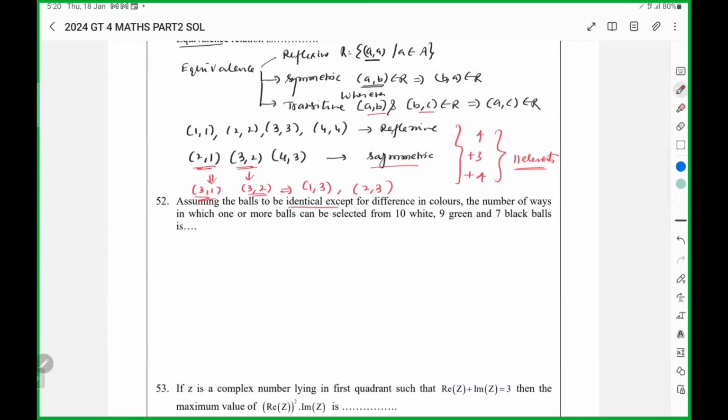So balls are identical. Number of ways in which one or more balls will be selected. Here I can write the direct answer, but to understand it, suppose two maths books, one physics book is there. You have to select one or more. So I'll write like this.